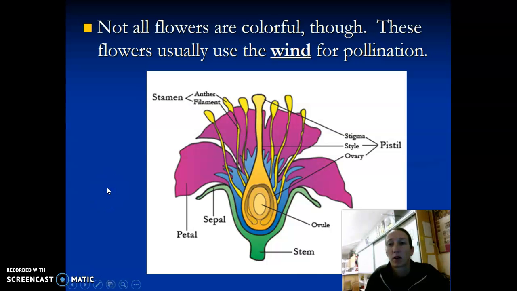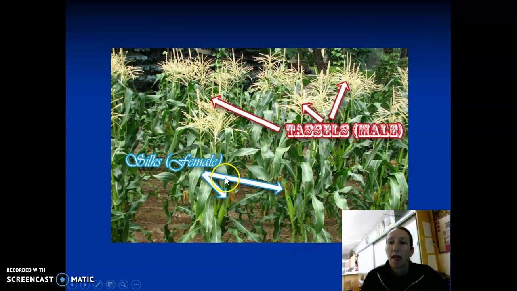So I want to show you a picture of corn here. You look down here, the silks that come out of this corn husk, that is the female part. And up here are the tassels, that's where all the male pollen is. So the male pollen and the female are not right by each other like a typical flower. Sometimes they're by each other, sometimes they're not. But once this pollen falls down, then it's been pollinated. And if it's pollen from the same plant, then that would be asexual reproduction because the same plant created new ones.